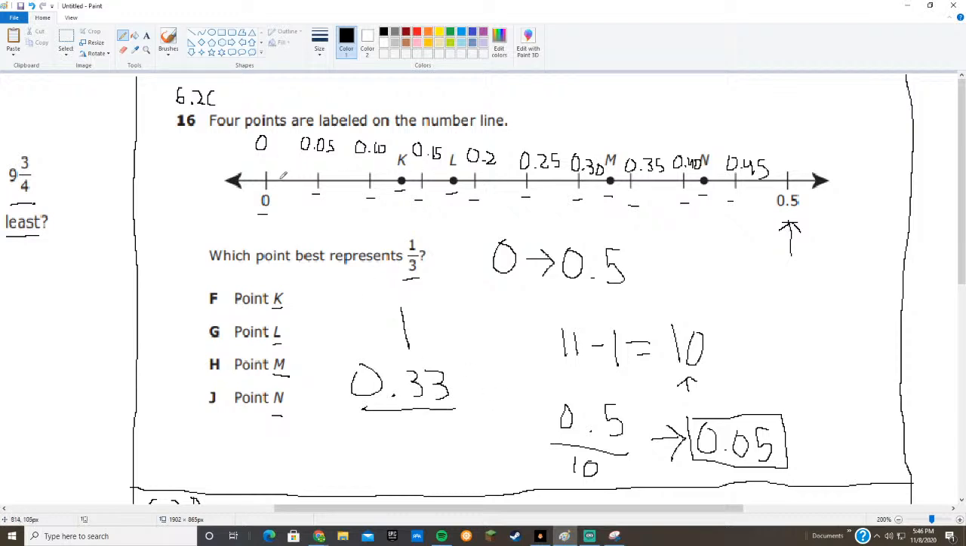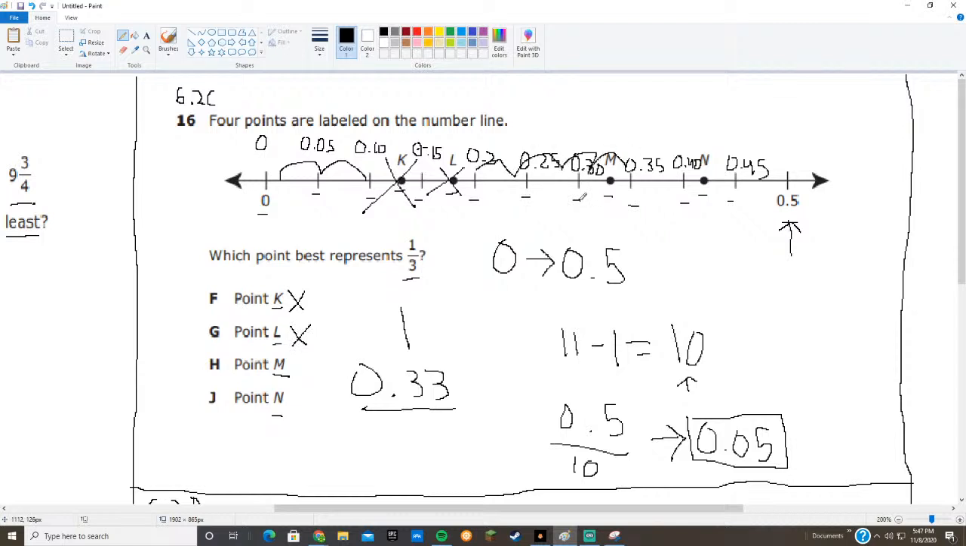So we can go up our number line. We see this one is between 0.10 and 0.15. That's like 0.125, meaning it's not K. So this cannot be our answer choice. This one is in the middle of 0.15 and 0.2, which is not close to 0.33. So we can say it's not L. And then we can go up to our next one.